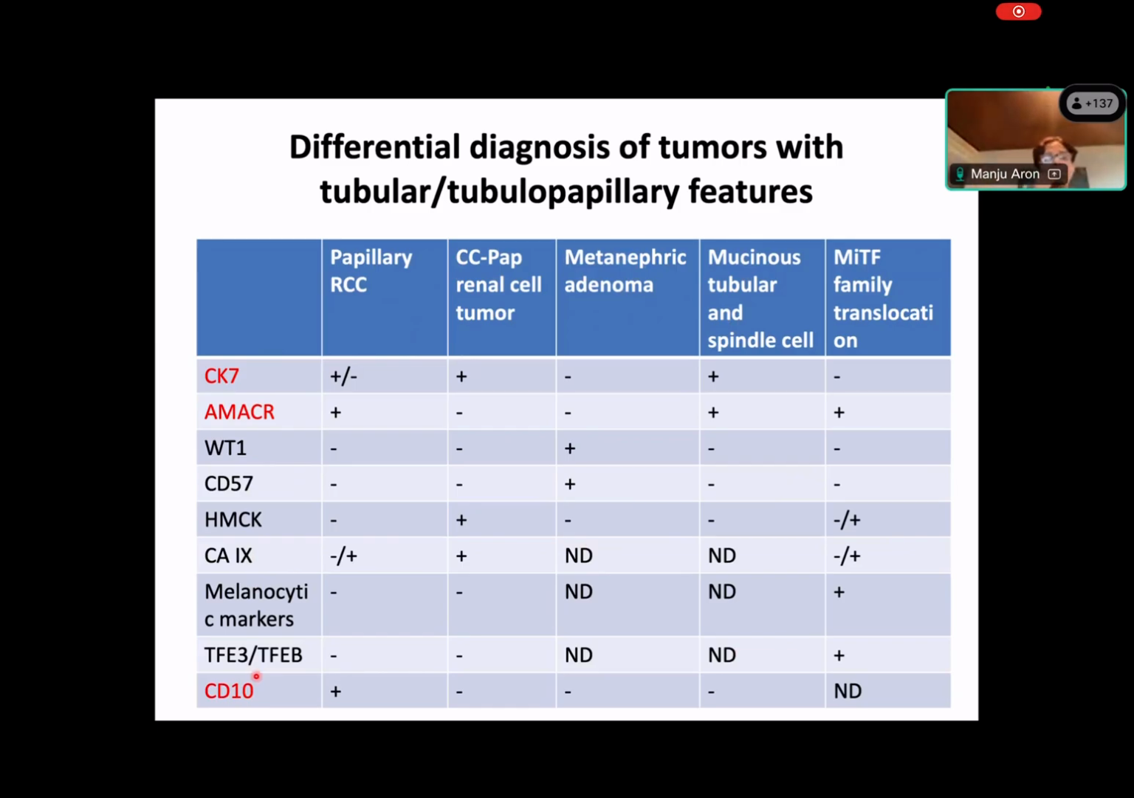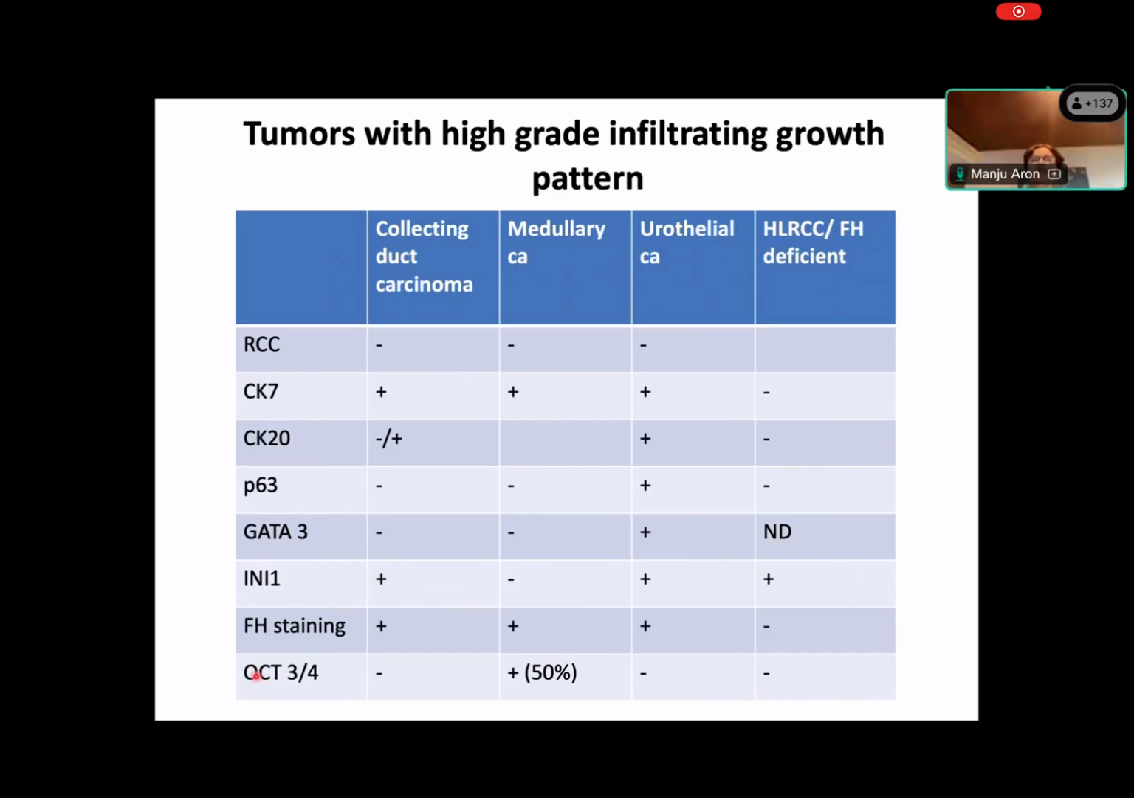separate out the more common tumors, and then you go stepwise and try to do other stains to build, confirm your diagnosis. Now, when we talk about tumors with high-grade infiltrating growth pattern, one tumor that should always be kept in mind is urothelial carcinoma. You want to distinguish urothelial carcinoma from a high-grade renal cell carcinoma because the treatment is very, very different, right?